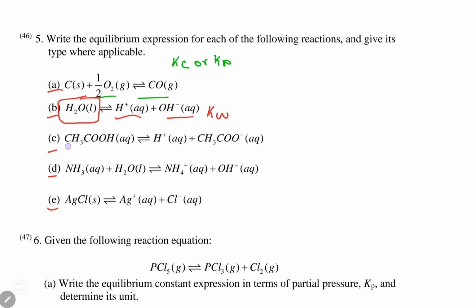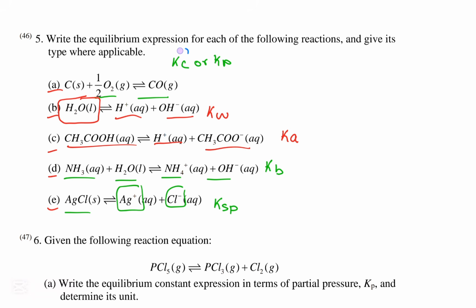Now, for the other one, look what I have. I have an acid. It will dissociate into the H plus and the OH minus. This is Ka, the dissociation of an acid. Here I have a base. I add to it water, and it dissociates into the NH4 plus and the OH minus. So this is Kb, the dissociation of a base. And here I have AgCl solid. It will give me Ag plus and Cl minus aqueous. So this, we call it Ksp, which is the solubility product constant.